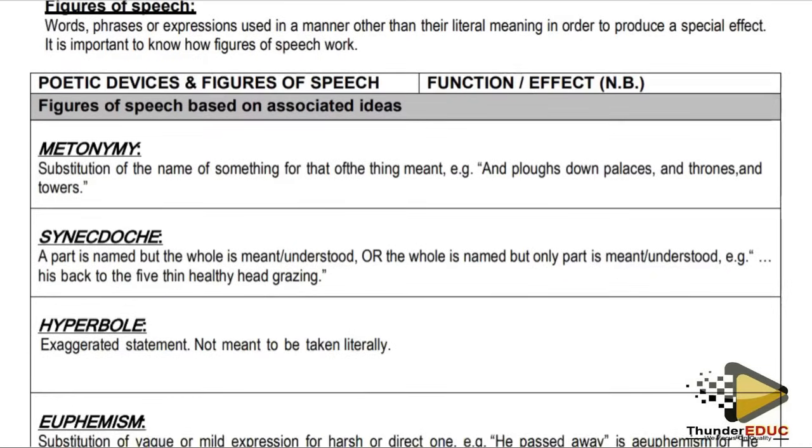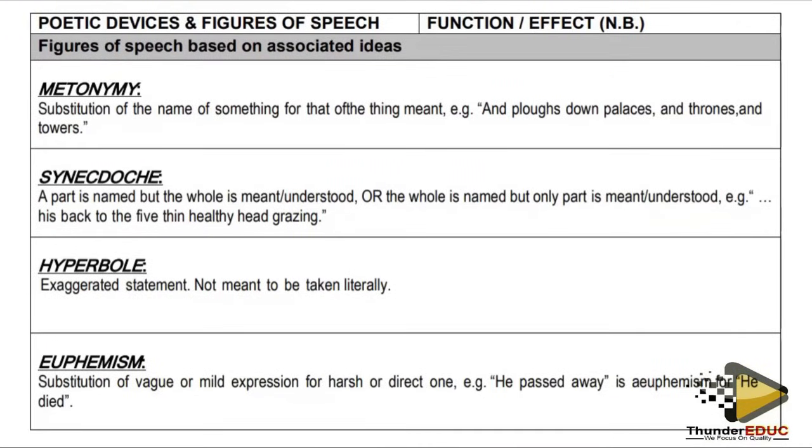This is not all of them, but it's what we might use for today. There are so many, as we're going to be doing them in the 12 poems, and you'll understand that each poem has different types. For example, some poems can have hyperbole, some do not at all. Some can have euphemism, some do not. All right, we're starting with metonymy. You are having it in one of your poems this year, so you must know it. It is the substitution of the name of something for that of the thing meant. For example, "and plows down palaces and thrones and towers." Here, palaces, thrones and towers stand for what is meant. So we must be able to identify the substitution itself. We are going to do it in detail, and it will make more sense as we do the poems, but now we're just outlining the things that you must know.